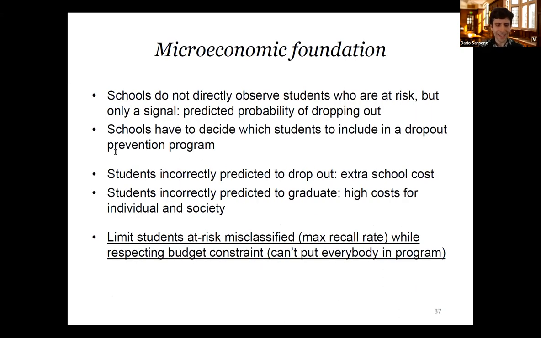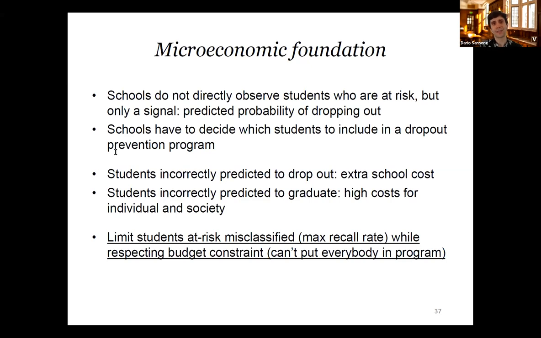And the intuition here is that there are two kinds of errors. Some students may be predicted to drop out even if they end up graduating. In this case, there are some costs in the sense that the school spends some money to put them into some dropout prevention program, even if the student may still benefit since they may still be weak. The students may get a negative signal, but overall, the cost for the other kind of error, which is to predict somebody to graduate even if they end up dropping out, is much larger, both for the individual and the society.